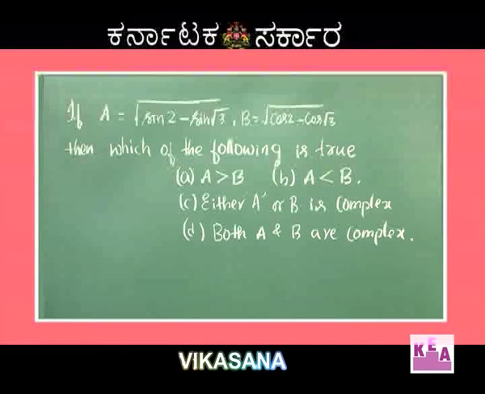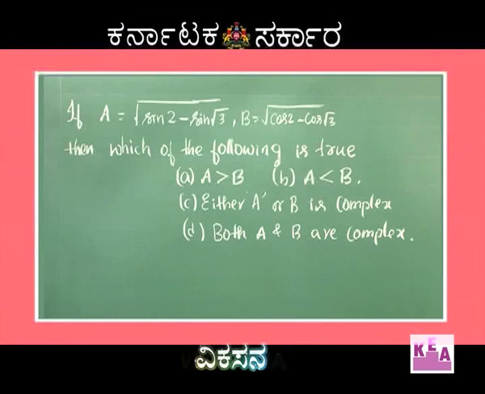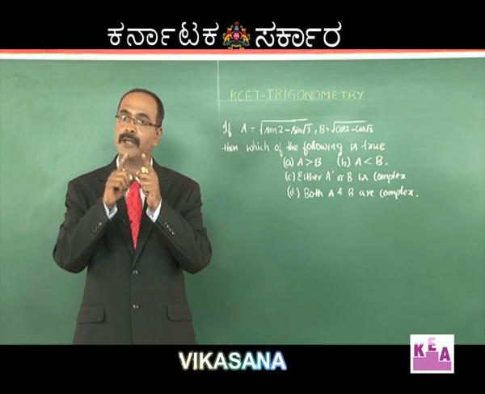If A is square root of sin 2 minus sin root 3 and B is square root of cos 2 minus cos root 3, which of the following is true? A greater than B, A less than B, either A or B is complex, or both A and B are complex. Dear students, you should know this. If I say A greater than B or A less than B, that clearly says A and B must be real. Now, there is a difference between sin 2 and sin 3.